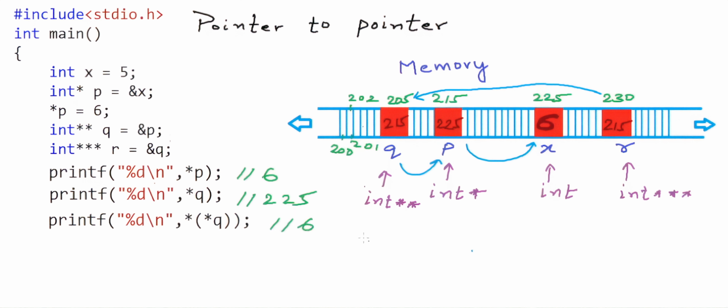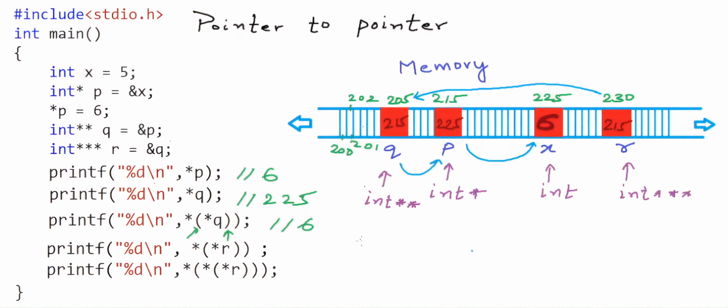We could have avoided writing this parenthesis here. We could have said asterisk asterisk q only, and that would have meant the same. But it's good practice, if we are using the asterisk operator, to use parentheses wherever we can, because sometimes when we are also using other operators, we are not sure about the precedence and we want to avoid unwanted behaviors.